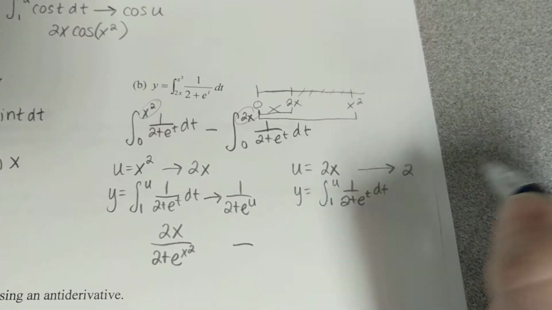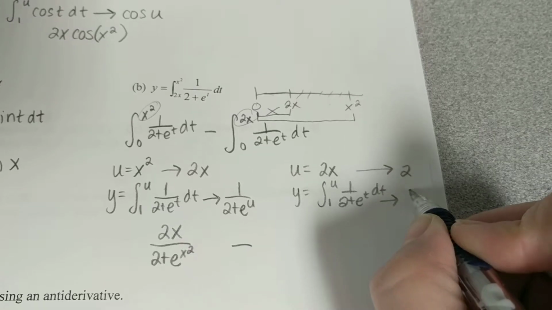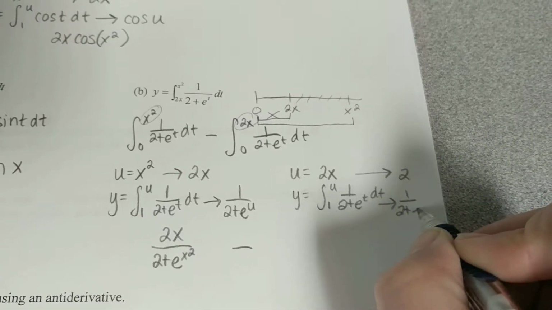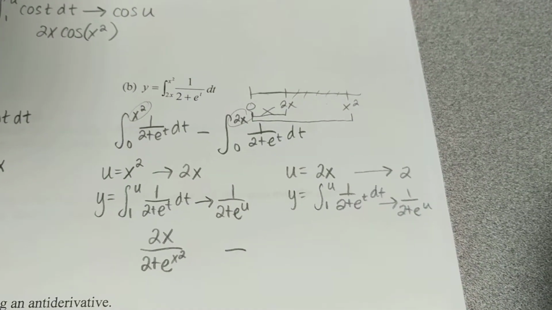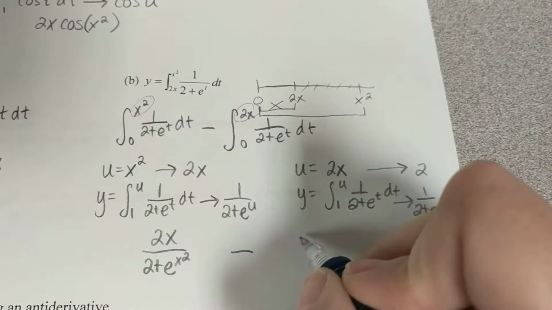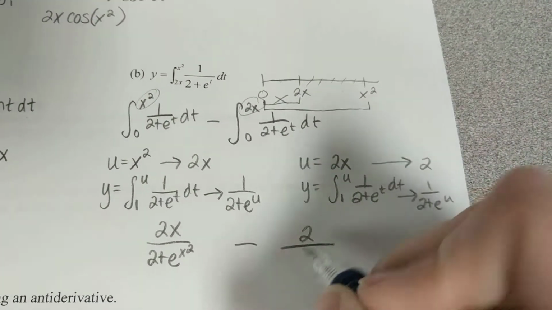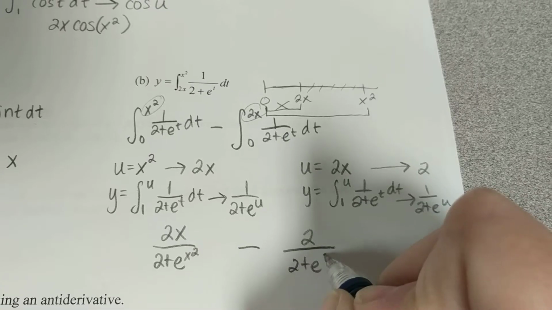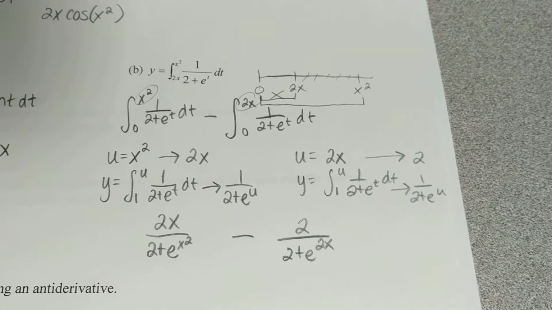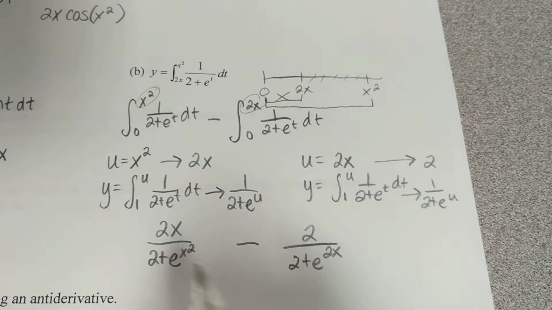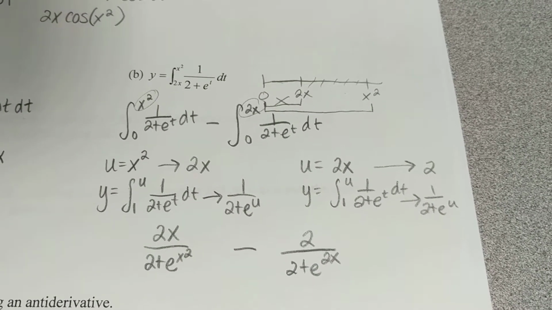So the derivative here is 2. Derivative here, 1 over 2 plus e to the u. Multiply those together. 2 over 2 plus e to the 2x. So there is the derivative of that integral.